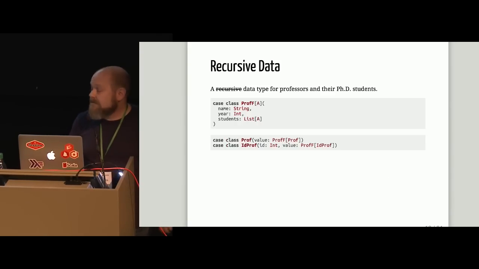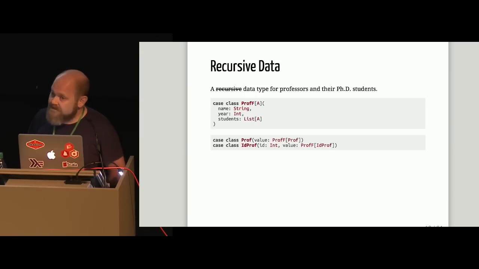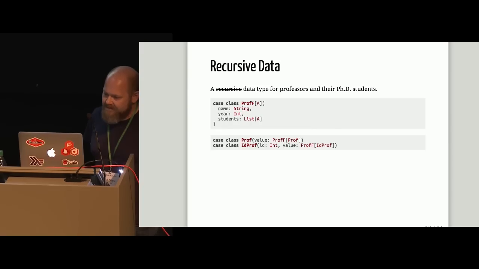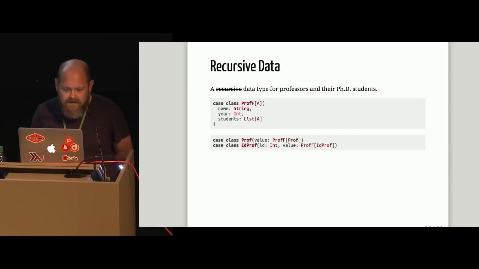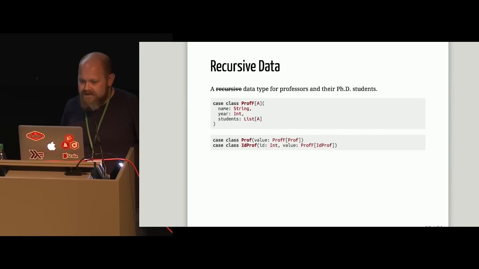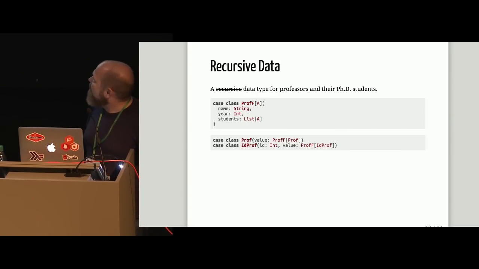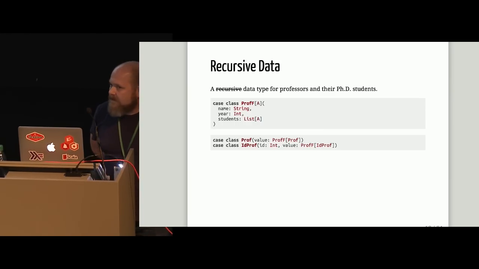But classes can. How about this? So this is the same idea, but we have an intervening case class instead of just a type alias. So a Prof has a value that is a PropF of Prof, so it's referencing itself that way, and the IDProf is the same idea. Does that compile?